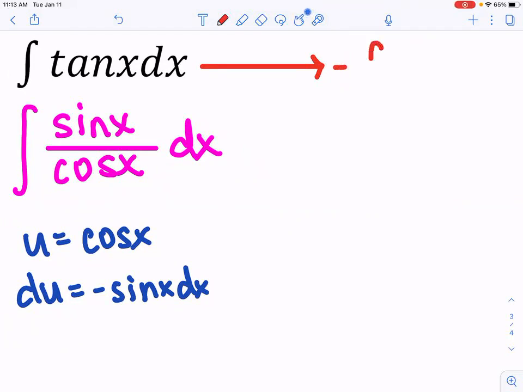We have negative integral of 1 over u. Are we okay with what I just wrote?